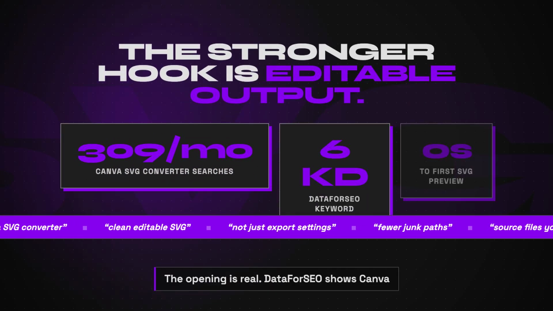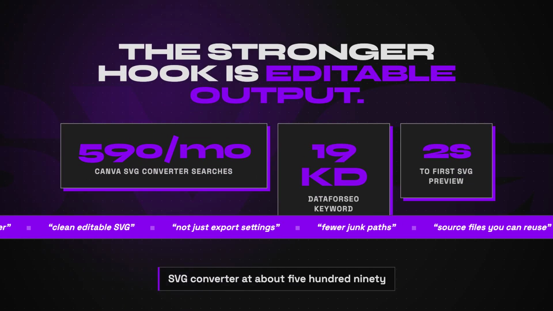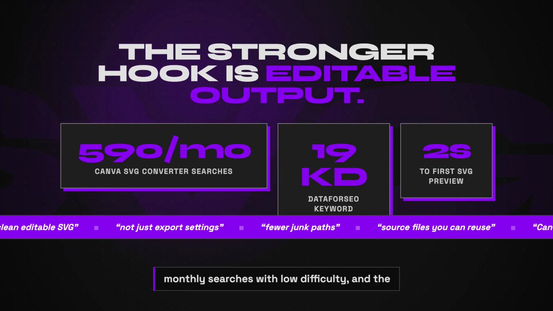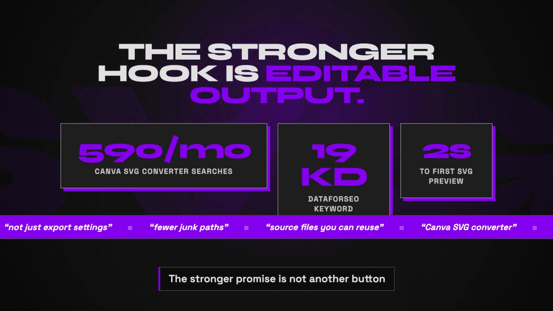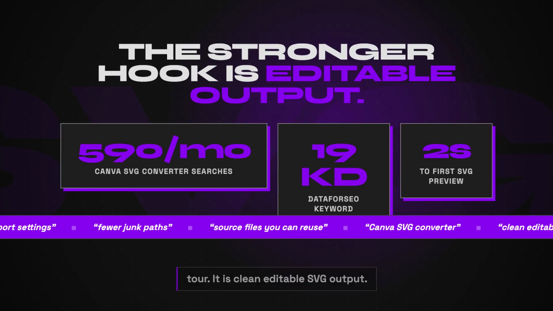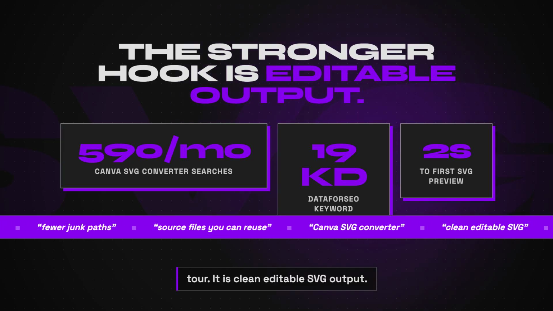The opening is real. Data for SEO shows Canva SVG converter at about 590 monthly searches with low difficulty, and the YouTube results prove people want the workflow. The stronger promise is not another button tour. It is clean, editable SVG output.